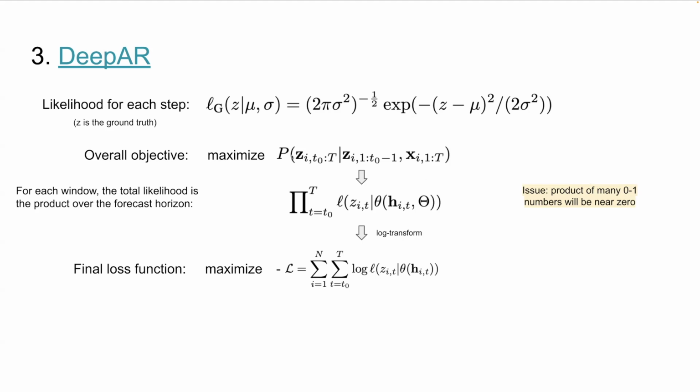But if you directly optimize this product of the likelihood across the entire forecast horizon, it's similar to the gradient vanishing or exploding problem that we had on the previous slides. If you have many of those numbers between 0 and 1, and you take the product, it will get very close to 0. So that will cause the gradient to be very unstable. So what you can do instead is to apply this log transformation. After you do this log transformation, instead of having this product, you have a summation across all the local likelihoods that I want to maximize.